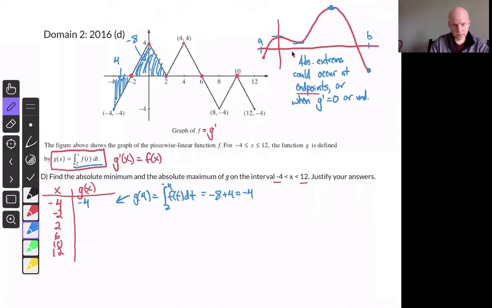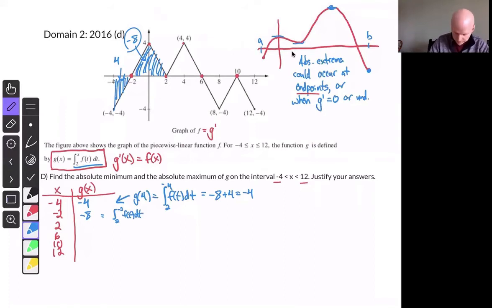Let's take a look at g of -2. By finding g of -4, we've already sort of found what g of -2 is. G of -2 is just going to be this area right here, going backwards. So I know that that's going to be -8. It's the integral from 2 to -2 of f of t dt.